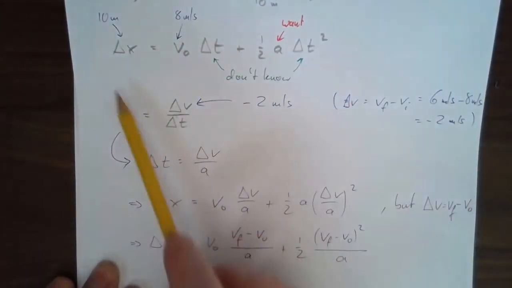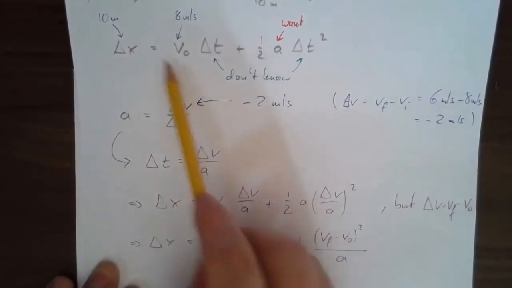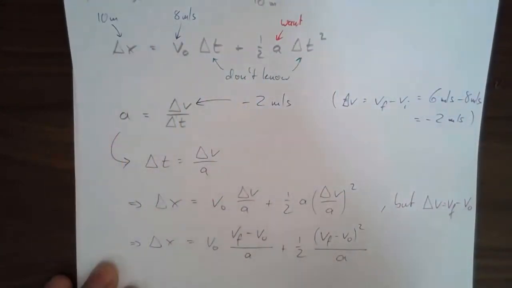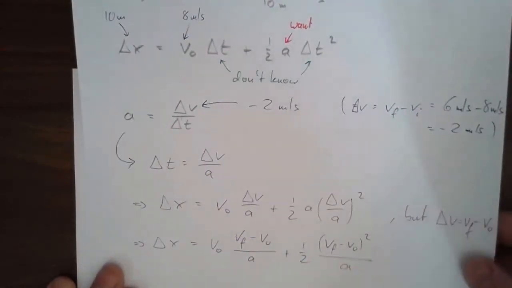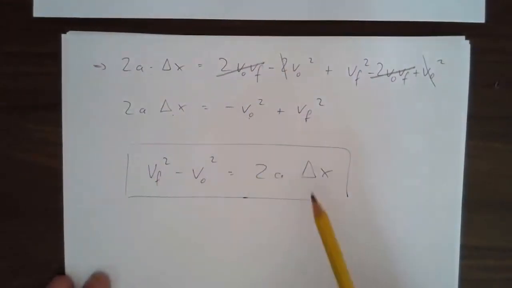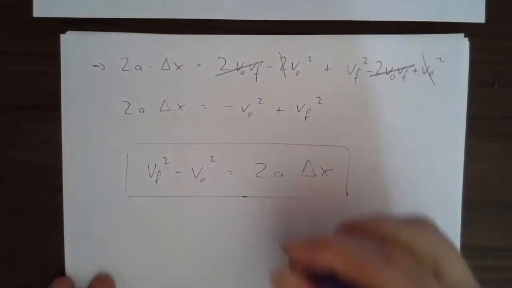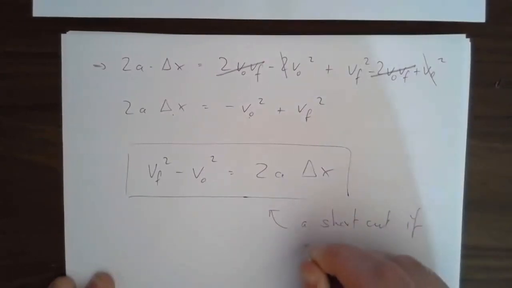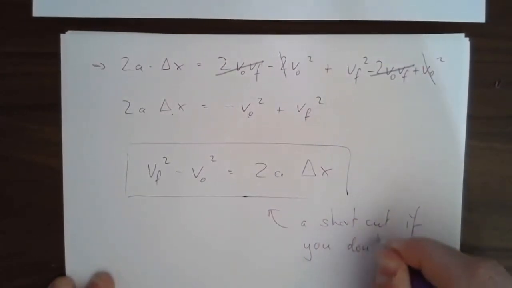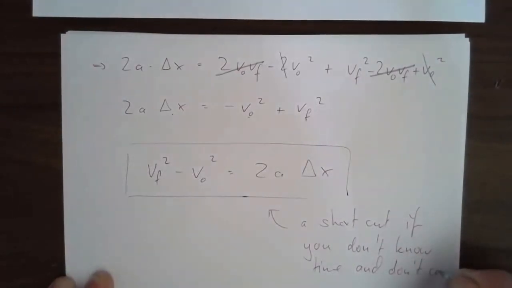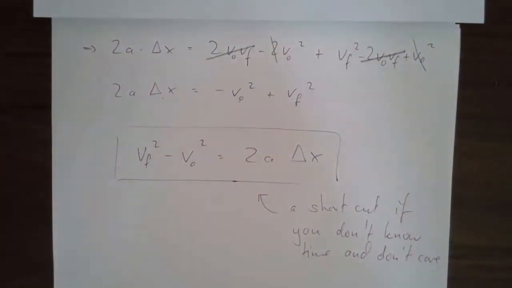Those two things, understanding what acceleration is and having derived this one thing from the graph for the displacement in accelerated motion, that will solve all your problems. Anything you come across. You don't need anything else. This one here is kind of a shortcut we can then use. So it's just a shortcut, if you don't know the time and you don't care. And we don't care how long it took. We're not being asked that.